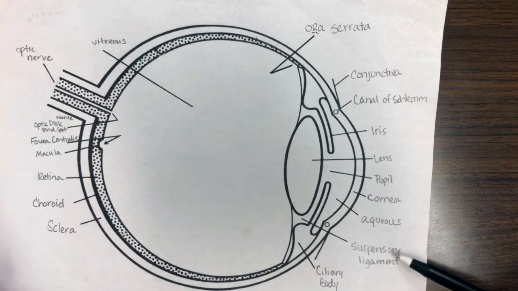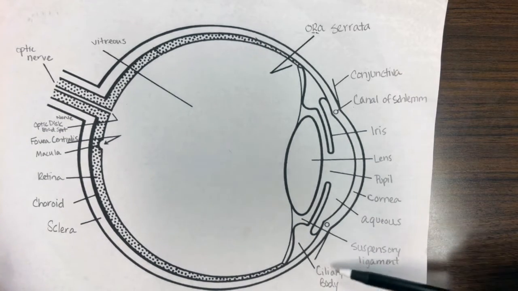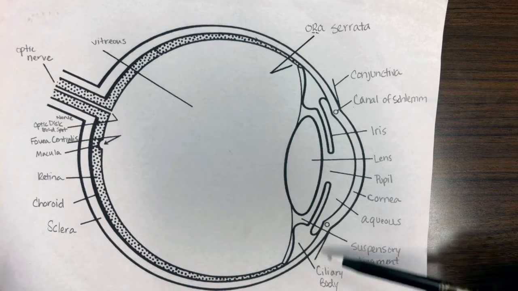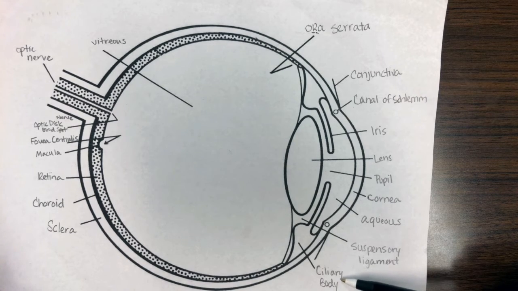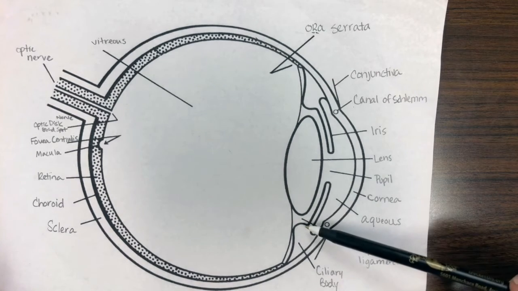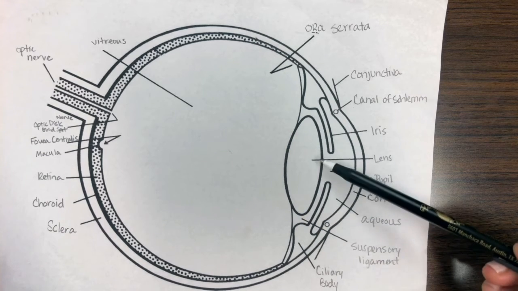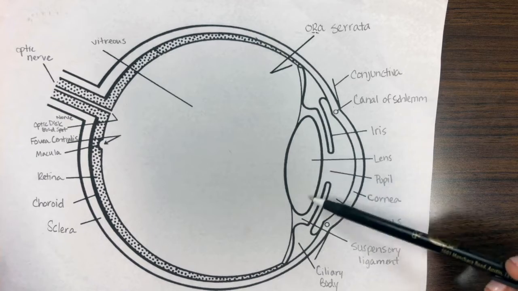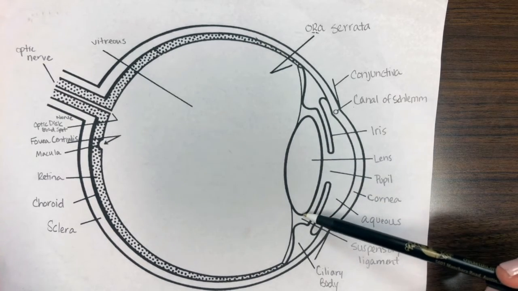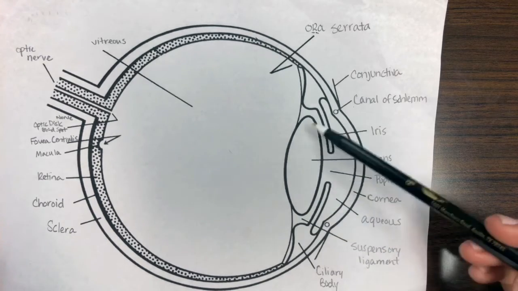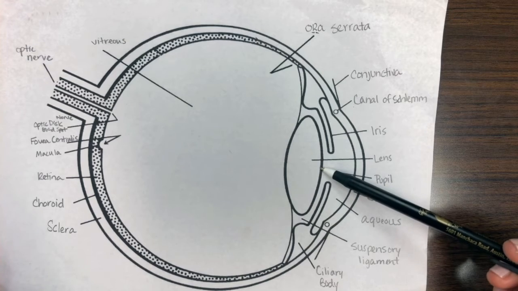The suspensory ligaments connect to the ciliary body through zonular fibers. They help control the constriction or the relaxation and the size. So they constrict and relax to control the size of the lens for distance and near vision.